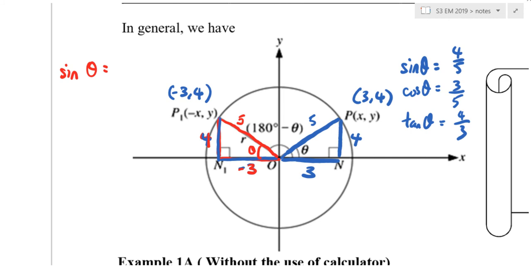What about cosine theta? Wrong. Negative 3 over 5. What about tangent theta? Negative 4 over 3 or 4 over negative 3. Why? Because now there is a negative 3 there that is putting it into negative.